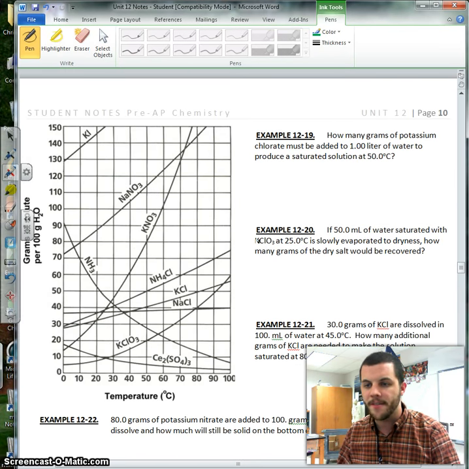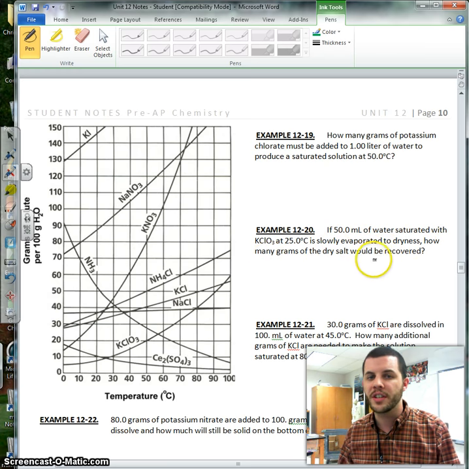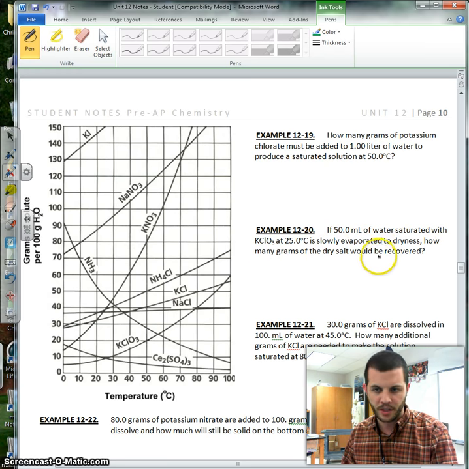This one says if 50 milliliters of water are saturated with potassium chlorate at 25 degrees Celsius, and it's slowly evaporated to dryness, how many grams of the dry salt would be recovered? This is just a fancy way of asking the question, all right?